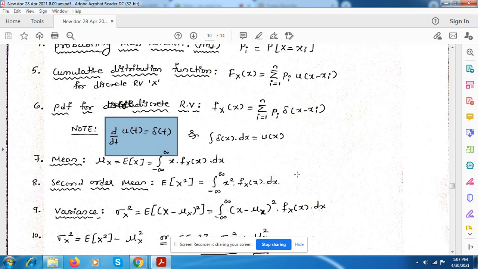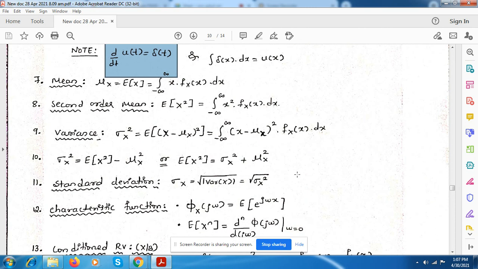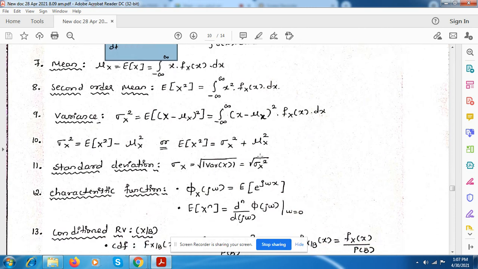So then we have seen the mean value mu_X is equal to E[X], or it can be told as the first order moment, that is equal to the integration from minus infinity to infinity of x, the random variable, into its PDF value f_X(x) dx. In the second order moment, E[X^2] is equal to the integration from minus infinity to plus infinity of x squared, the squared random variable, into its probability value f_X(x) dx.